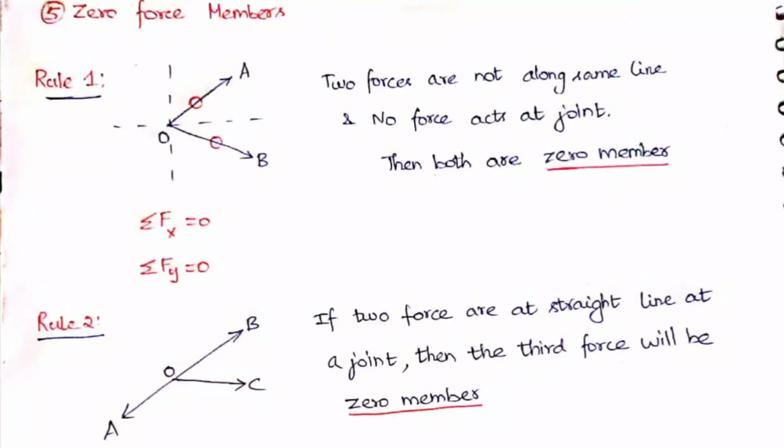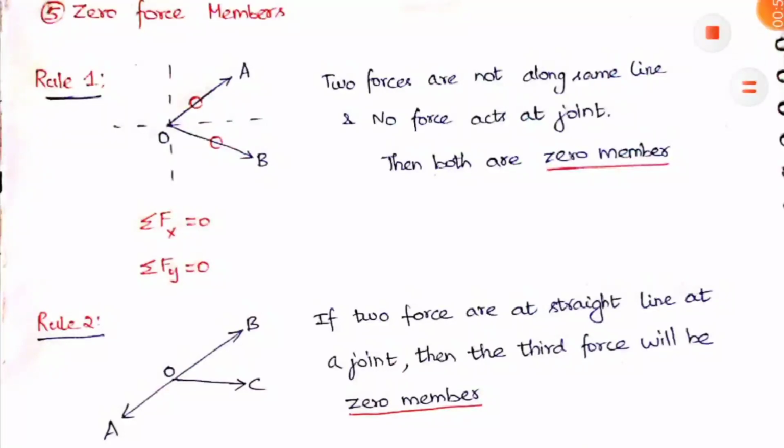So first let us study the rules to be noted in this method. Okay, so there are two golden rules for this method. The first rule is, when two forces are not along the same line and no external forces are acting at that joint. So both are conditions. The member forces are not on the same line and external force is not applied at that joint. If that is the case, then both the members will be zero force members.